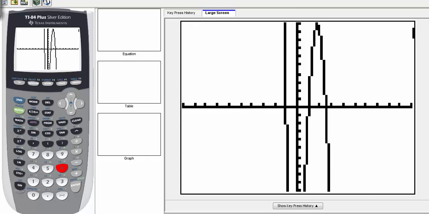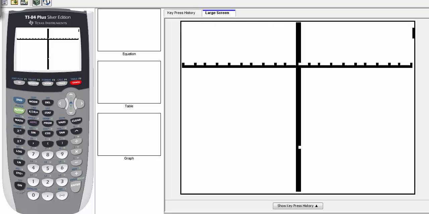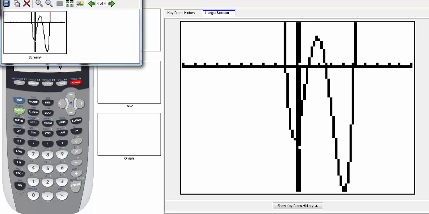And it looks like the graph is not showing up at all, so we need to increase the y max and decrease the y minimum. So I'm going to go into the window, and I'm going to try to make the y minimum negative 45, since it looks like we need to go down quite a bit. And for the y max, I think we just need to go up a little bit, so I'm going to try 15. And that seems to work pretty well here, so I'm going to just copy this over.